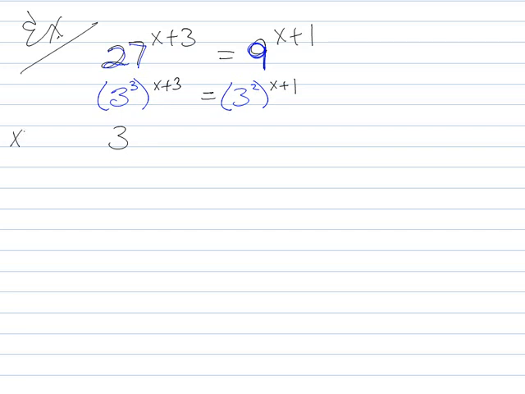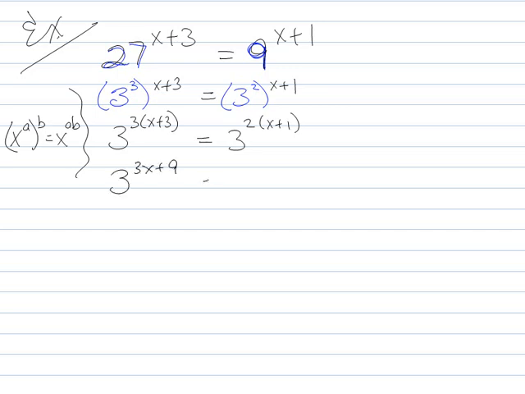So, do you remember how to do this? Remember, I've got x to the a to the b equals x to the ab. So I've got 3 to the 3 times x plus 3 equals 3 to the 2 times x plus 1. Okay. So then we'll go ahead and simplify that. 3x plus 9 and 3 to the 2x plus 2.